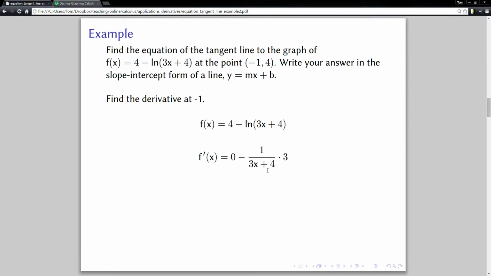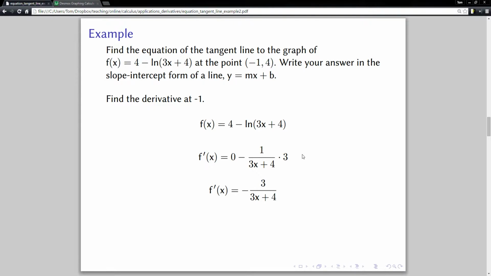Then the third step of the chain rule is to multiply by the derivative of the inside part. The inside part here is 3x plus 4, and its derivative is 3. So that's what the derivative looks like. And just to clean that up a little bit, that's what we get.